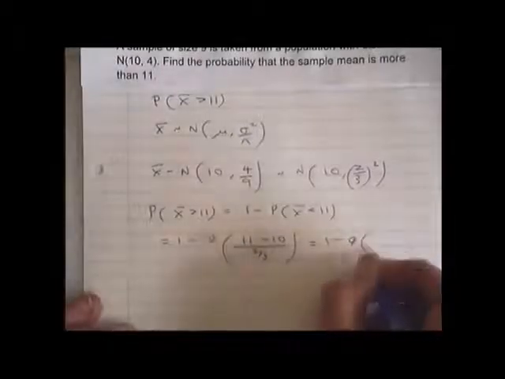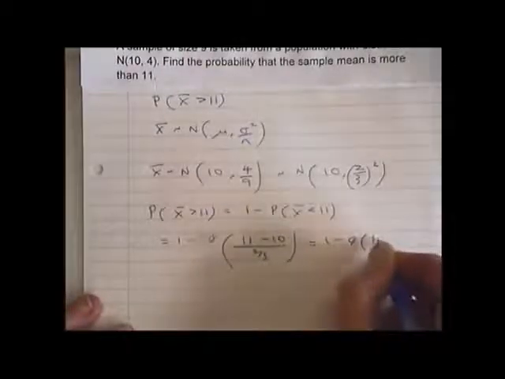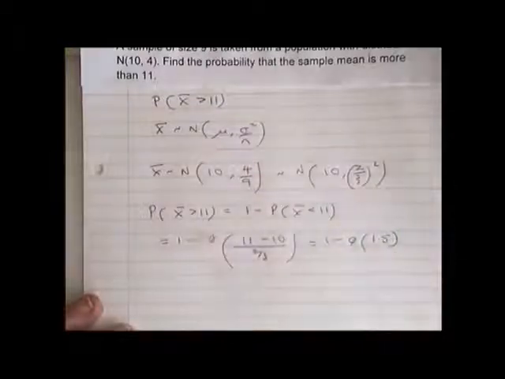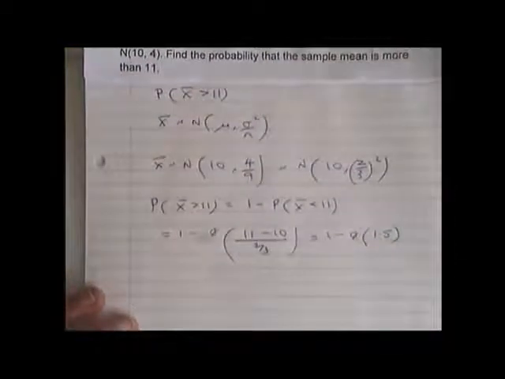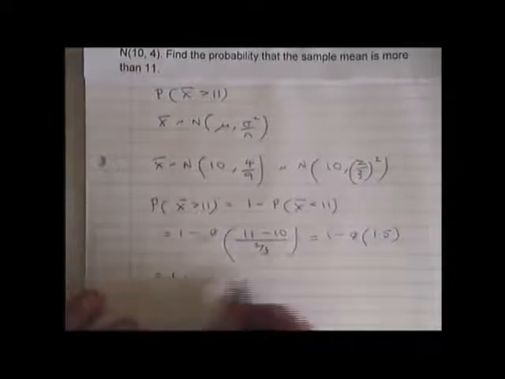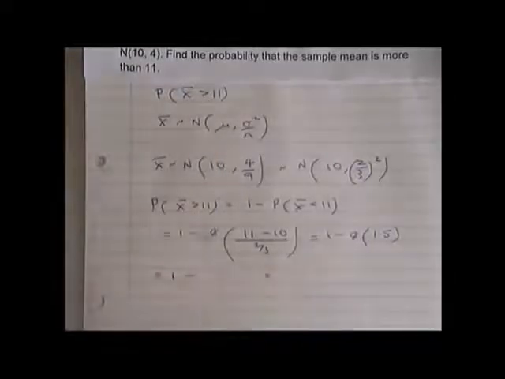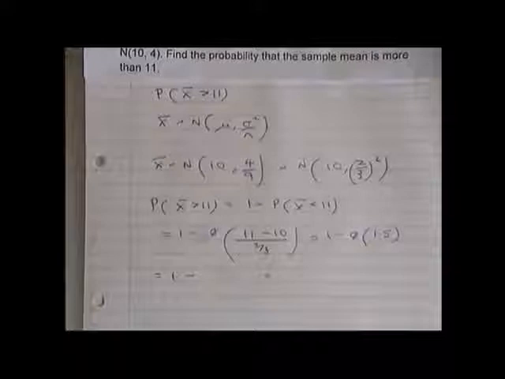That value you're phi-ing, I've got down here is 1.5. So can you just check in your table, phi 1.5, and then do a taking away and get a final answer? And then we'll explain what we've actually done and what that means.